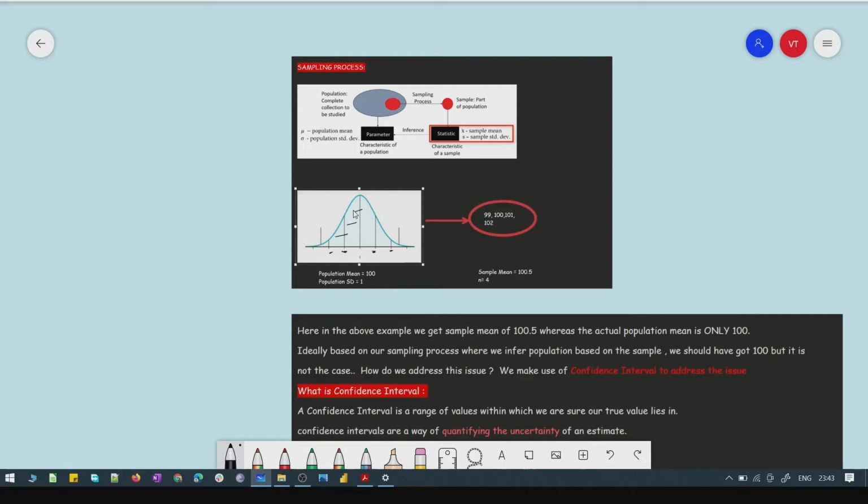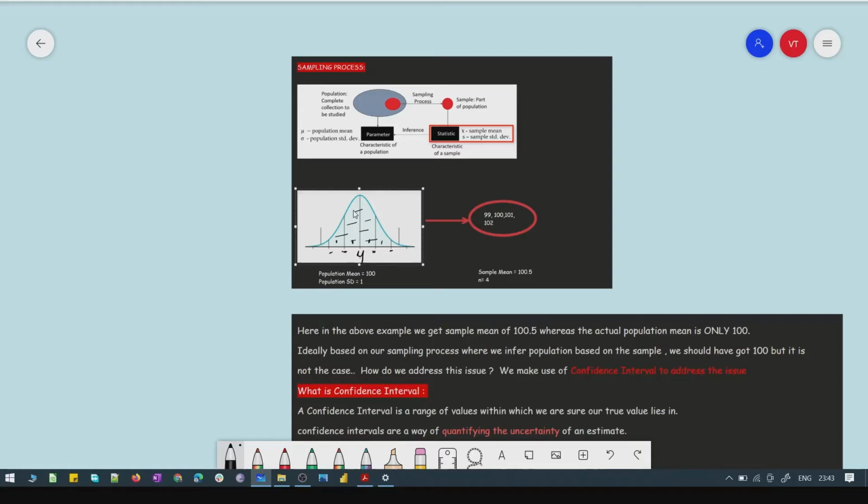So this whole curve is your normal distribution curve, the bell-shaped Gaussian curve. The mean of the population is taken as 100, and the standard deviation is the distance of a point from the mean. The center point is referred to as the mean. The standard deviation is going to be 1, so each and every standard deviation you can put as 1. This is what we have in that particular example.